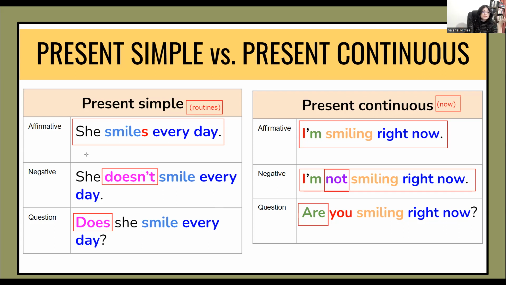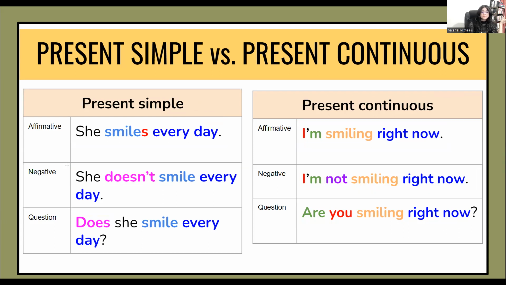This is in the case of he, she, it, of course, because when we are using he, she, or it, we are going to need doesn't or does for the questions. But it's not always like that. We also use do for the rest of the pronouns. Okay, so he, she, and it use doesn't or does.